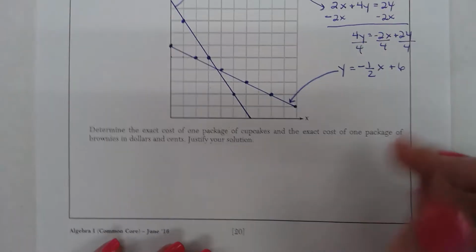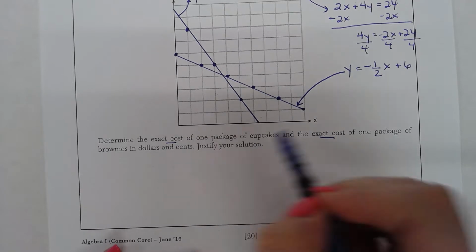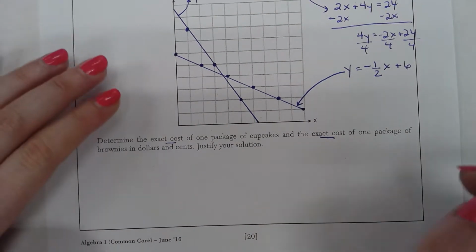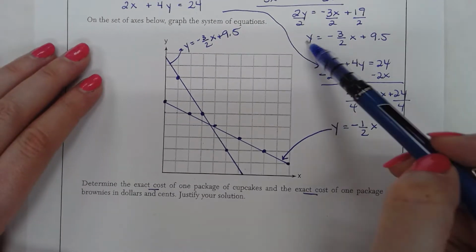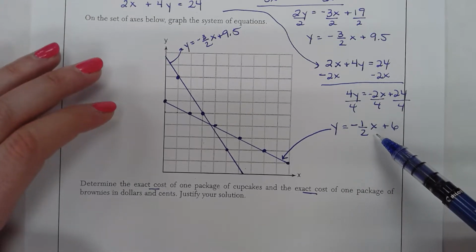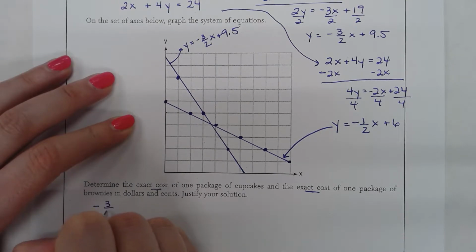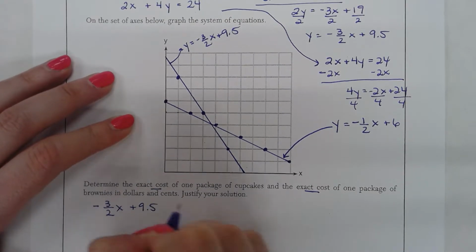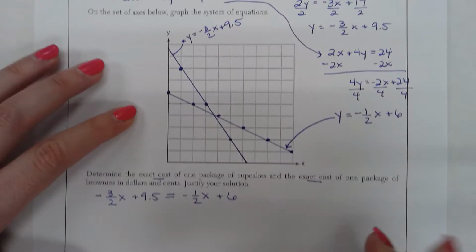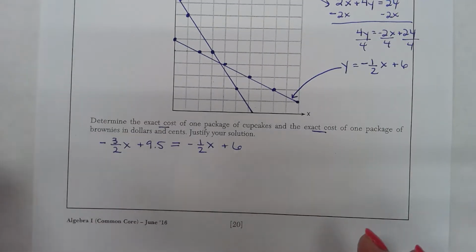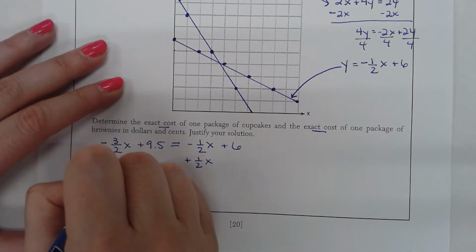Next, determine the exact cost of one package of cupcakes and the exact cost of one package of brownies. Justify your solution. Justify means that I just need something to back up my answer. Well, look, we did all this work so that both equations are in y equals form. If both equations are y equals, then I can set them equal to each other. My first equation is negative 3 over 2 x plus 9.5. That's equal to negative 1/2 x plus 6. So now I can just solve this equation.